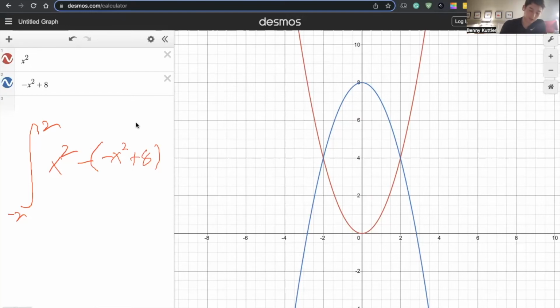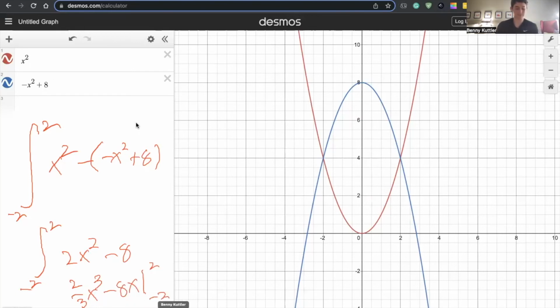So then we have the integral between negative 2 and 2 of 2x squared minus 8. So we have 2 over 3 x to the third minus 8x, evaluated between 2 and negative 2. So then 2 cubed is 8. 8 times 2 is 16 over 3. Erase this.